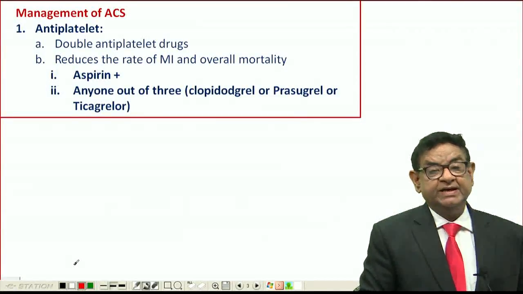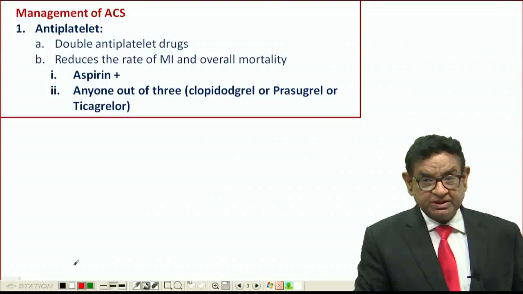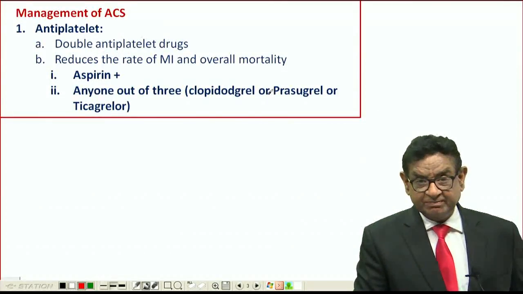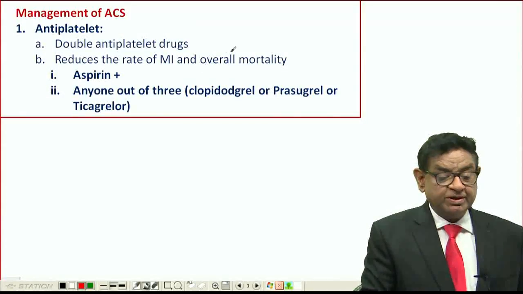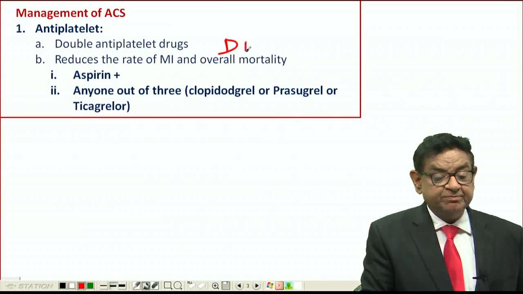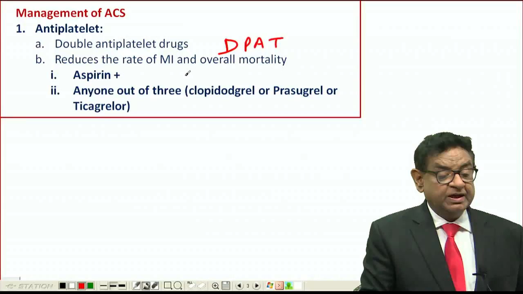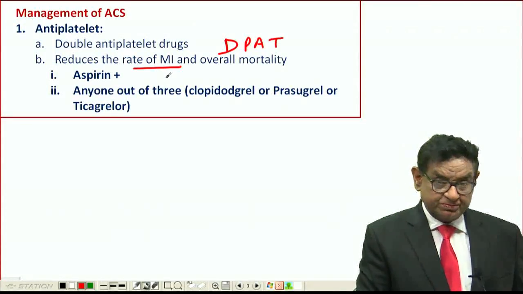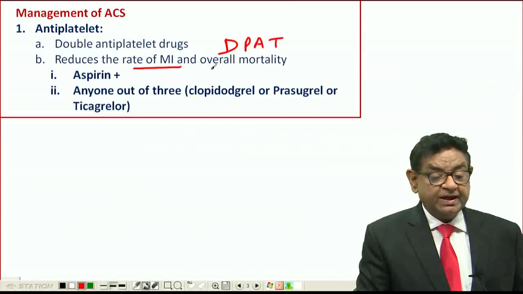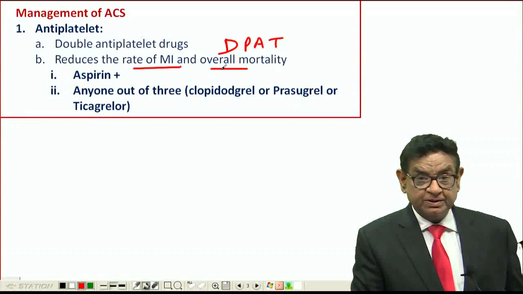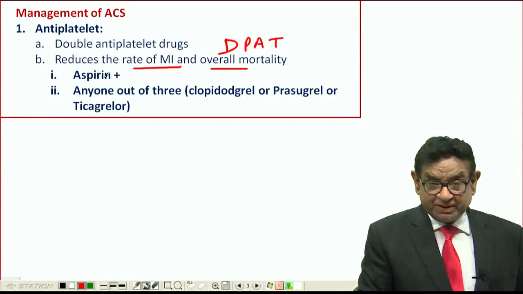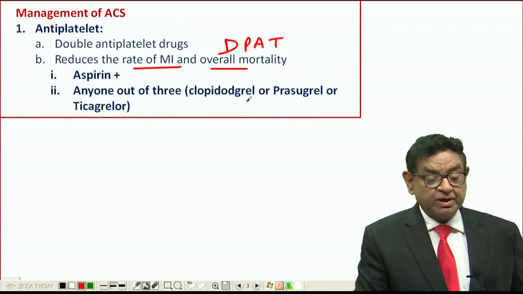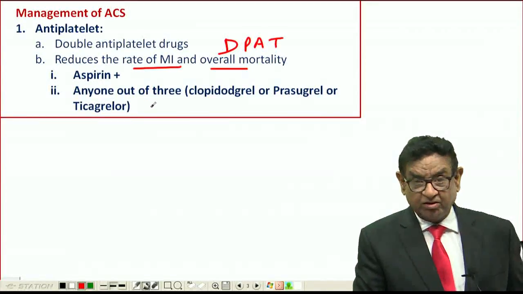First of all is antiplatelet drug. It's one of the most important things that we talk about, and we use double antiplatelet therapy, which we write as DAPT, and they reduce the rate of mortality, overall mortality also. So we use aspirin, and we also use any one of the three: clopidogrel, prasugrel, or ticagrelor.